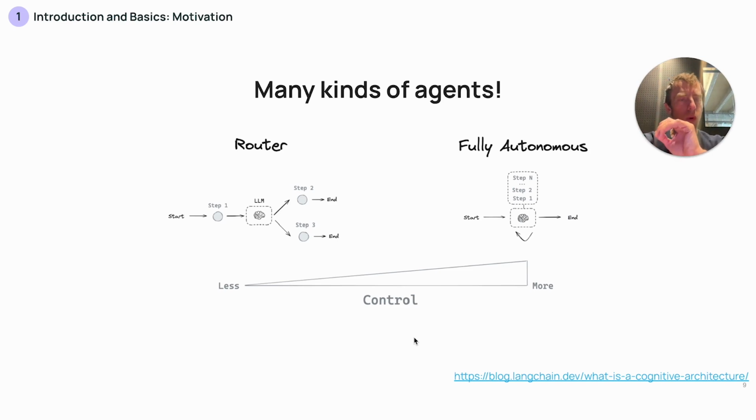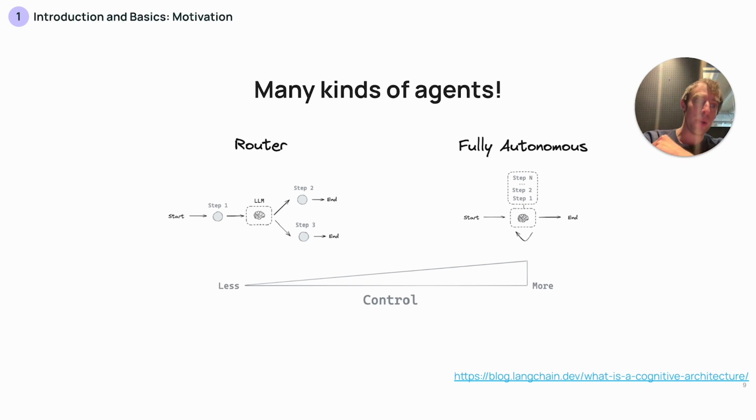Now, a subtle point, but a very important one, is there are lots of different kinds of agents. For example, in really simple terms, you can think about a router as a really simple agent. That's just where you allow an LLM to control one step in your flow. In this toy example, going from step 1 to 2 or 3, the LLM makes that choice. That's a simple router. It's a very simple kind of agent architecture.